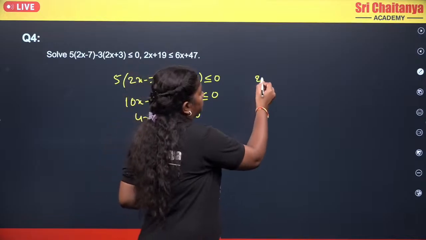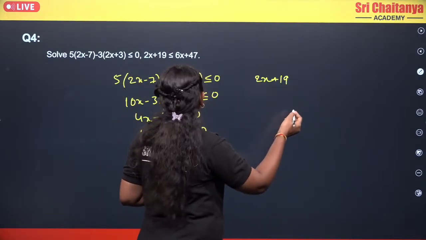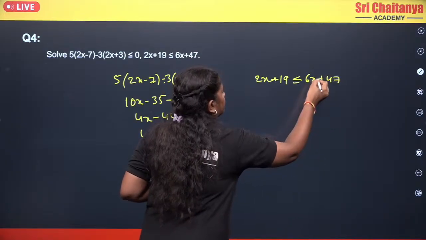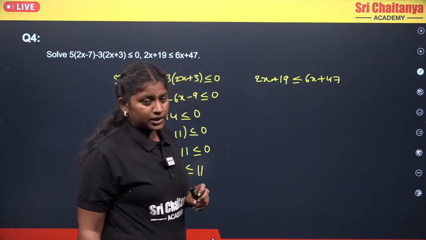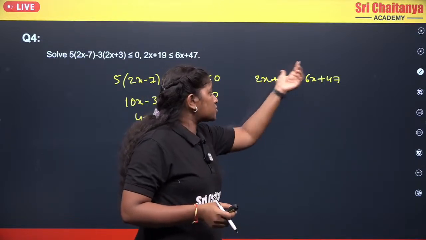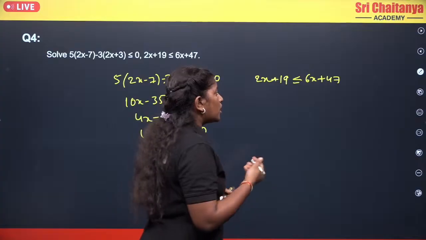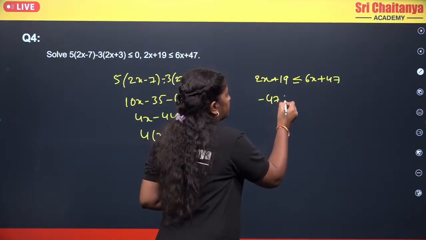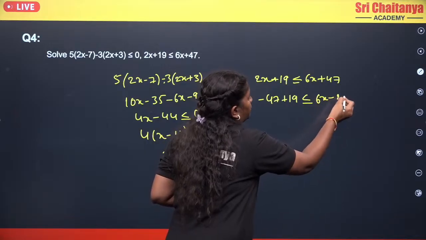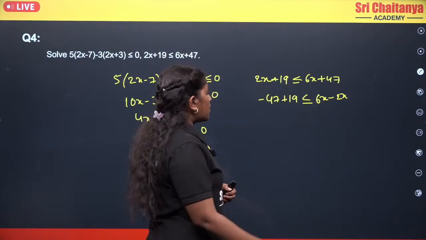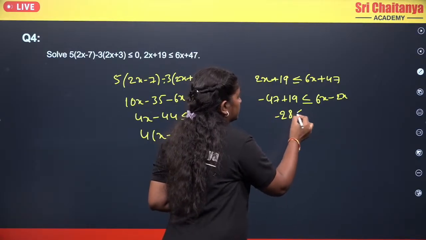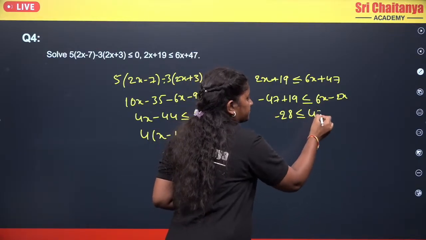So it will be 2x plus 19 less than or equal to 6x plus 47. Okay. If you observe here clearly, we can just transpose the terms. Like we can take the 2x to the other side and 47 to this side. So now that becomes minus 47 plus 19 is less than or equal to 6x minus 2x. Okay, so now here it will become minus 47 plus 19, which will give you minus 28, less than or equal to 4x.